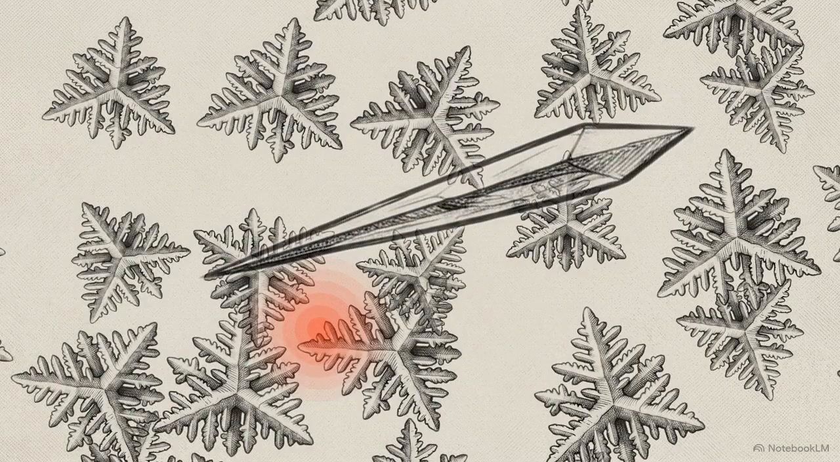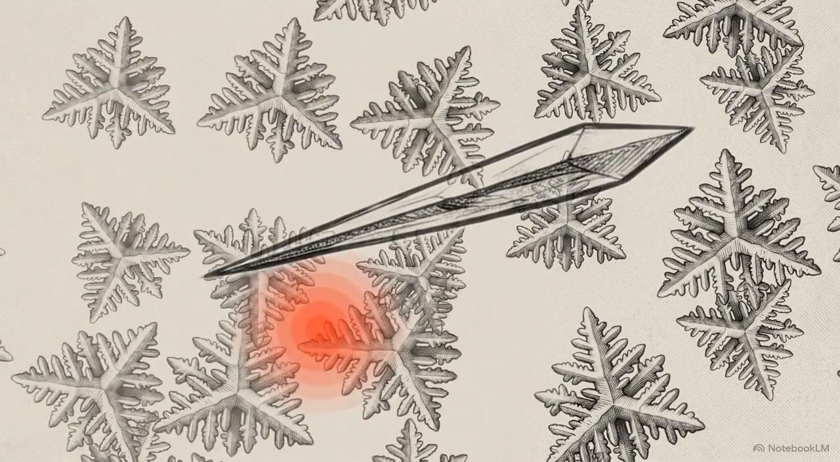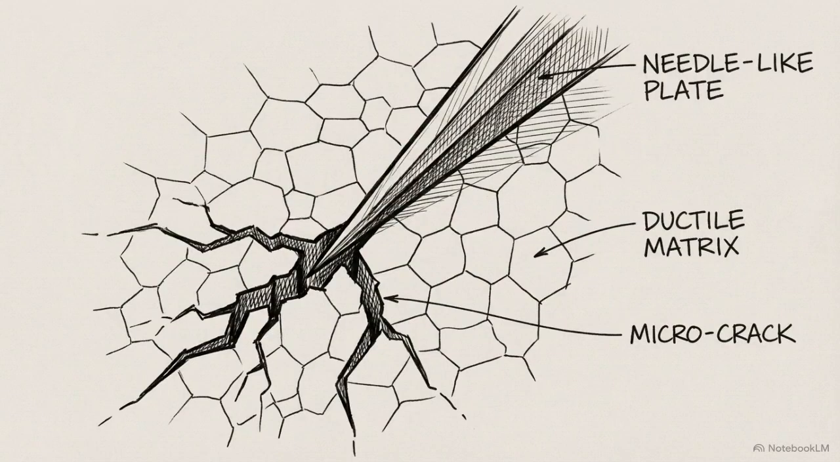These rigid plates act as extreme stress concentrators. When mechanical load is applied, the force multiplies at the sharp tip of the beta iron phase, initiating a jagged microcrack that compromises the entire structure.